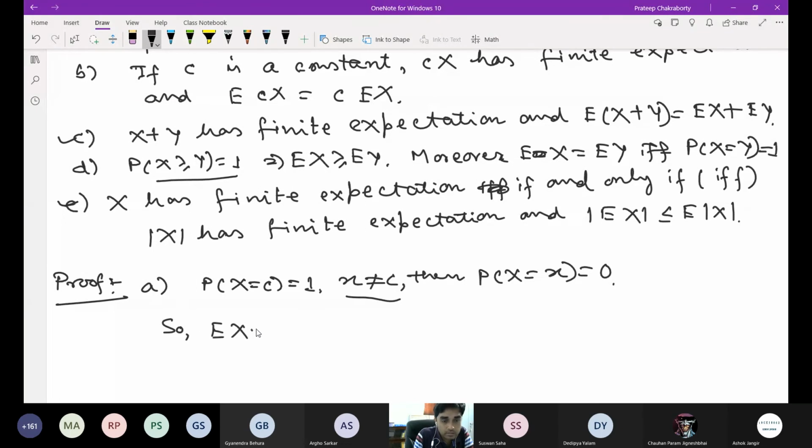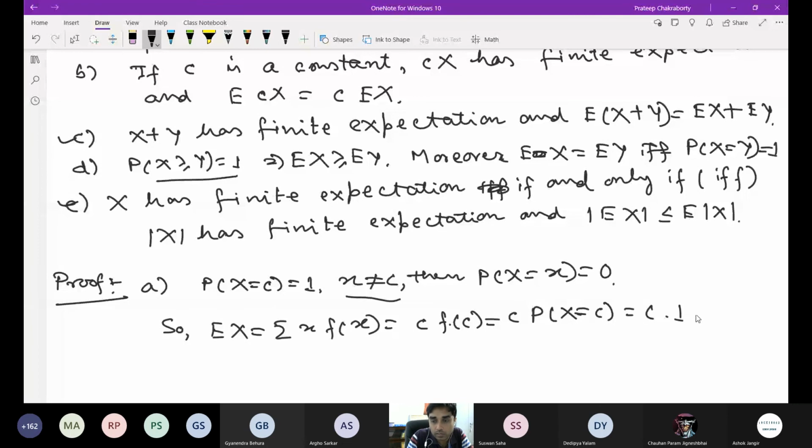So E[X] is equal to summation x f(x), which is C times f(C), which is C times P(X = C), which is C times 1, equal to C. Now we go to (e).